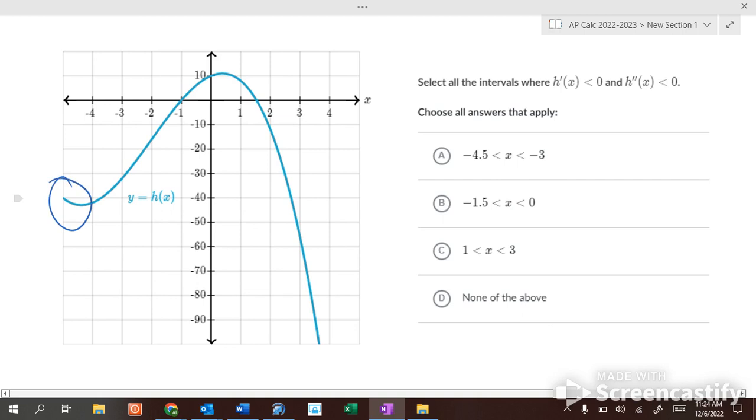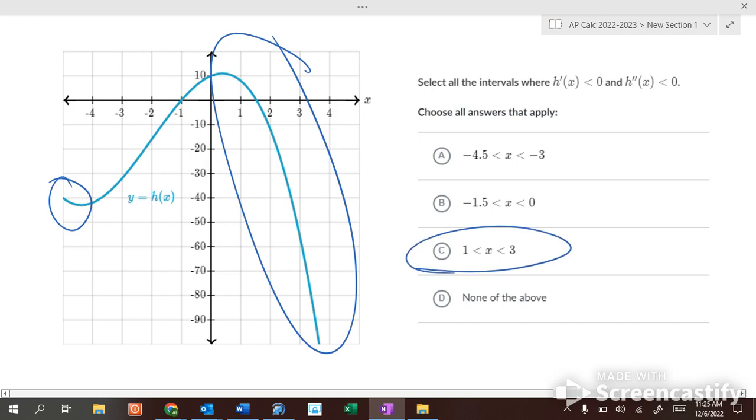Well, the slope is down right here, and it's down right there. That's our two places where the slope is negative, right? Otherwise, the slope is positive. So it's either here or here. Now, is this concave up or concave down over here? Concave up. So we're looking for concave down, so it must be this area where it's concave down and the slope is going down. So that is from 1 to 3, basically. Slope is down, and it's concave down.